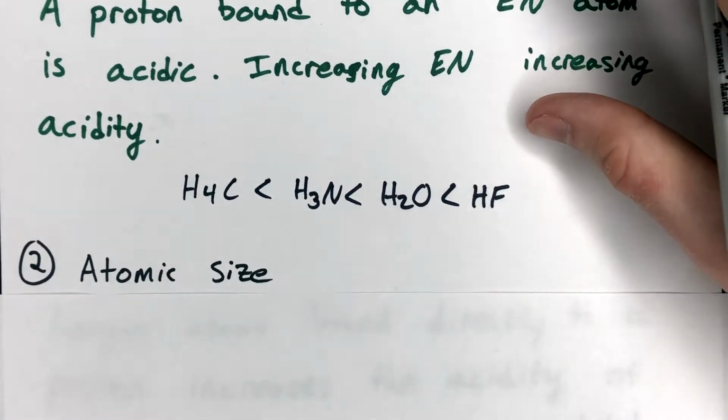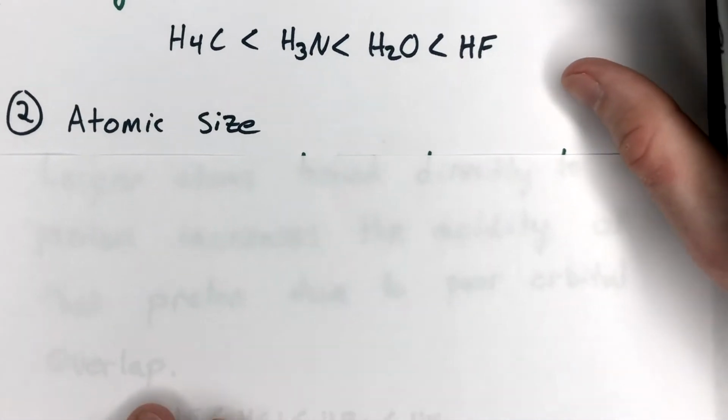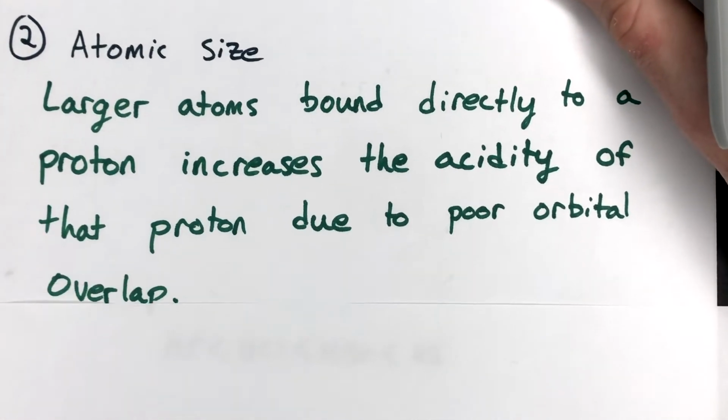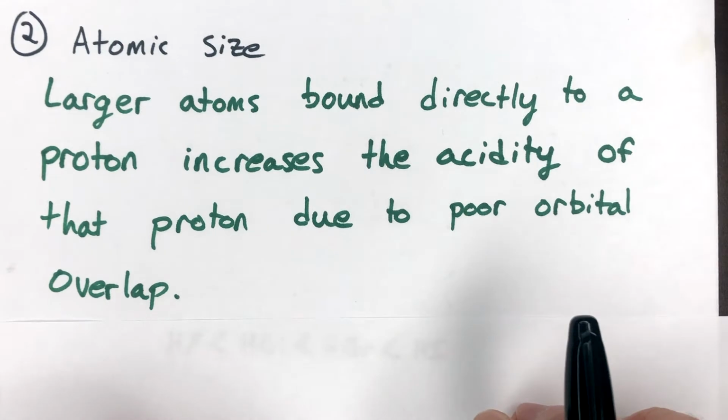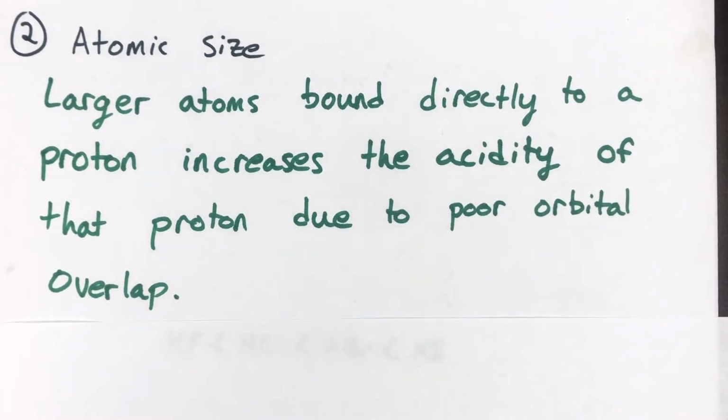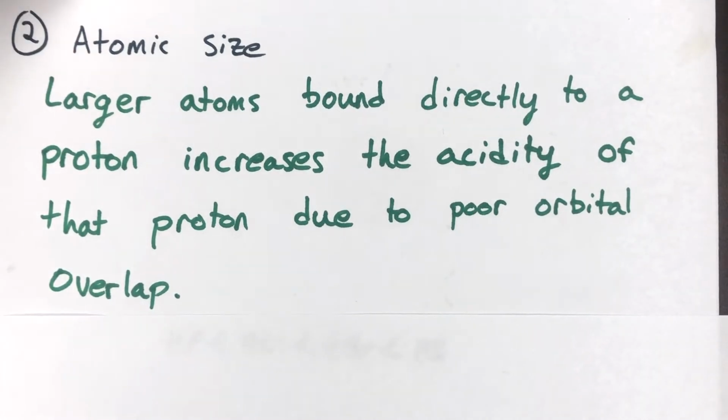Okay, now the second factor is atom size. What we're talking about here is that larger atoms bound directly to a proton increase the acidity of that proton, and it's due to poor orbital overlap. If you have a really large atom, and hydrogen we know is really small, that huge size difference will make that bond weaker, which is essentially why it becomes more acidic, because if you have a weak bond, then it's much more likely to break, which is exactly what happens when a molecule functions as an acid. You're breaking some X–hydrogen bond, whatever X is. It could be oxygen, nitrogen, or a halogen, something of that sort.